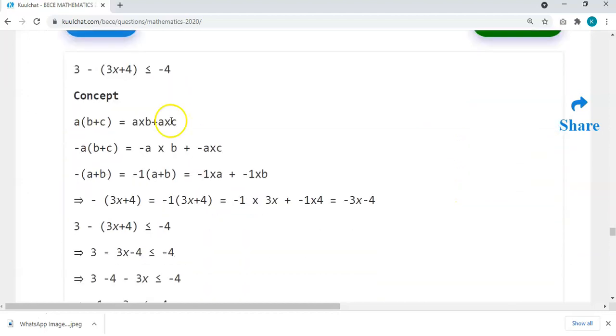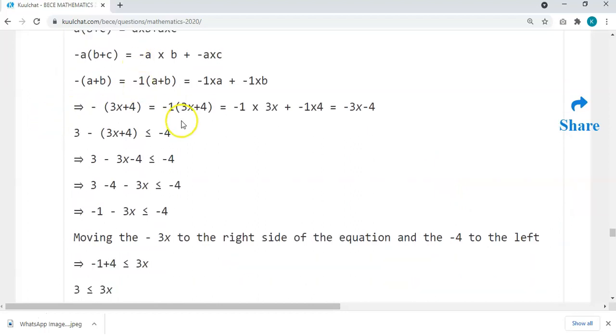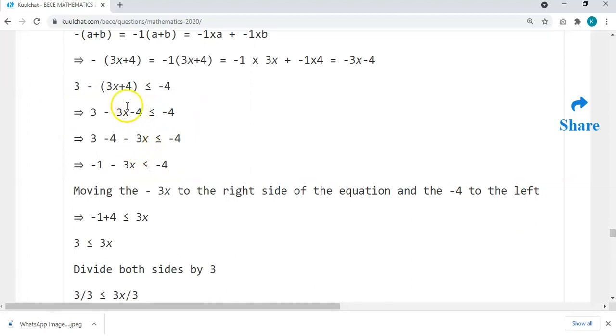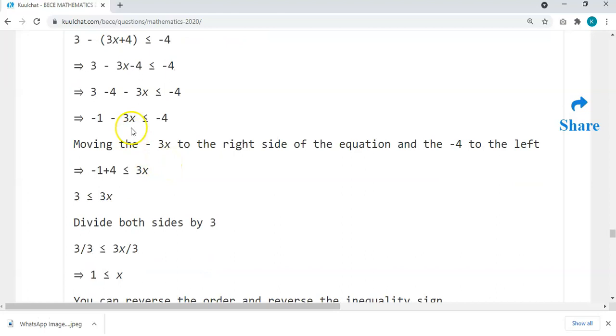Okay, so I've explained this already. When simplifying, we got this. Now we want to make x the subject. So we can have x over here and take the rest over there, however you want it. Now 3 minus 4 is negative 1. Then you have negative 3x here. It's less than or equal to negative 4. Now if we decide to move our 3x over here, here is negative, so it's going to be positive.